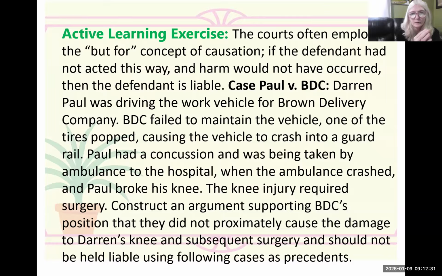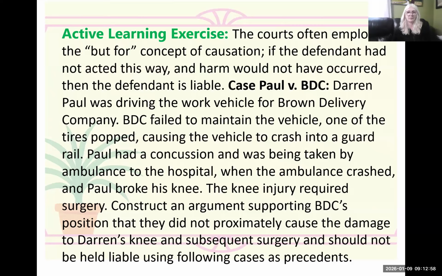Darren Paul was driving the work vehicle for Brown Delivery Company. Brown Delivery Company failed to maintain the vehicle. One of the tires popped, causing the vehicle to crash into a guardrail. Paul had a concussion and was being taken by the ambulance to the hospital when the ambulance crashed and Paul broke his knee. The knee injury required surgery.